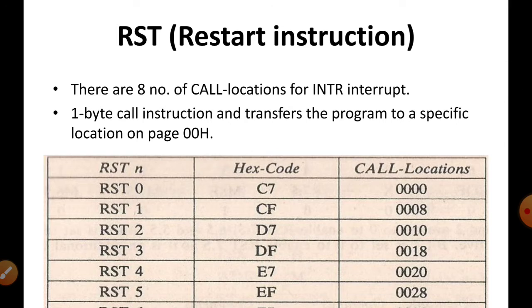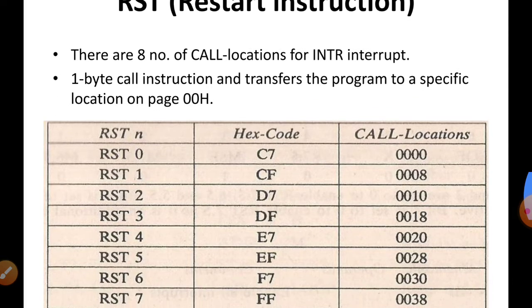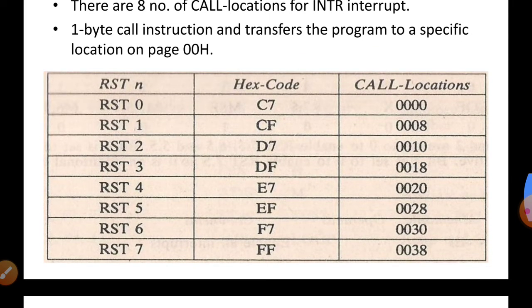Now, as far as the RST instruction, we have already discussed it in the subroutine. We have 8 call locations at which the restart instruction can be executed, and this is a kind of software interrupt. RST N is the format of writing the RST instruction, where N varies from 0 to 7, and each instruction has its own hex code, and with respect to each instruction there is a certain call location where the subprogram is written.